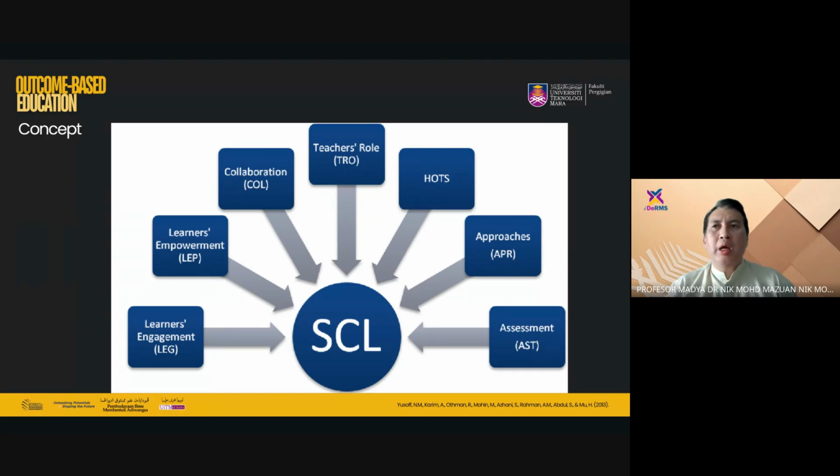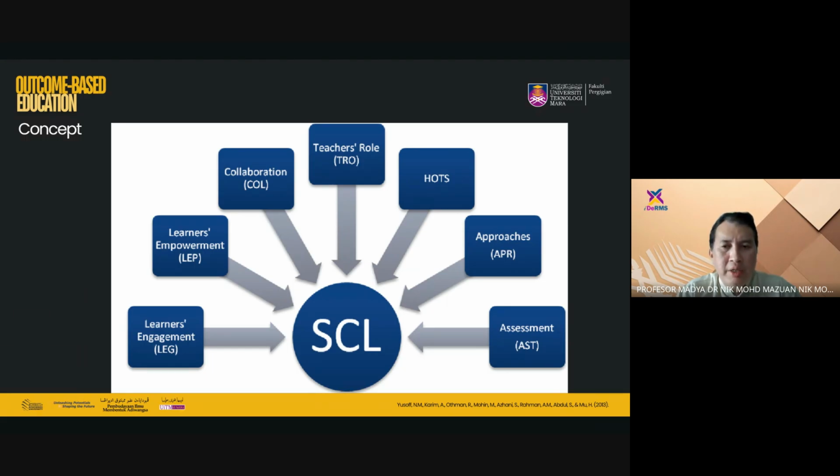So if we translate into OBE, OBE uses certain learning taxonomies. For us, we are using Bloom's learning taxonomies. And if we say HOTS, that means C4, C5, and C6. So it starts from analysis to evaluation. C1, C2, C3, we call it LOTS, lower order thinking skills. And it depends on the program itself, how far you want to go with this.